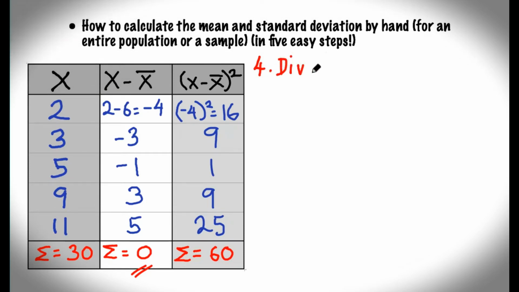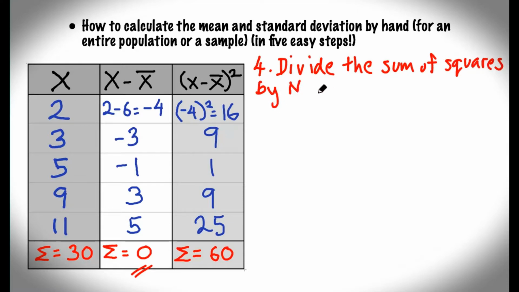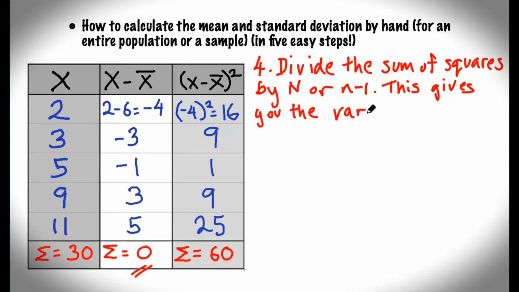The next step is to divide the sum of squares by either the number of items, n, or the number of items minus 1, depending on whether it's a population or a sample. This gives you the variance, sigma squared or s squared. We don't use this very often for reporting statistics because the units are also squared. For example, it doesn't make a lot of sense to talk about hours squared.